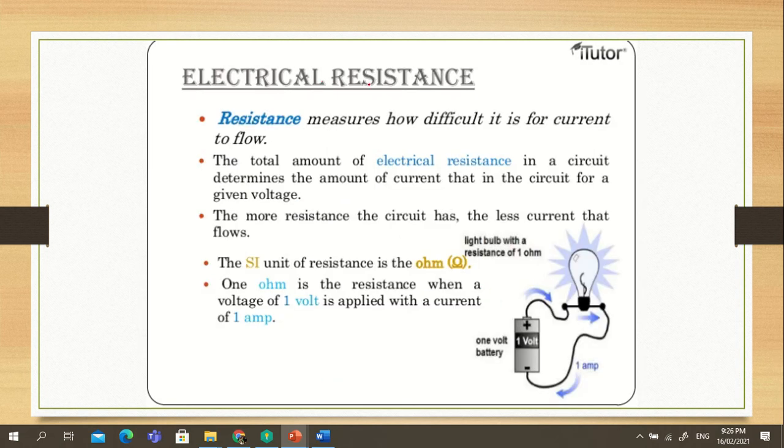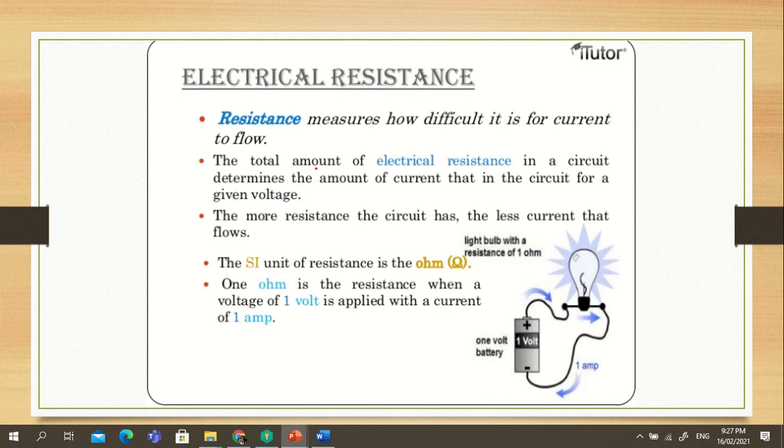And we have what we call electrical resistance. When we speak of resistance, that is something that will oppose the flow of the current. Resistance is something that opposes the flow of the current. So resistance measures how difficult it is for the current to flow.